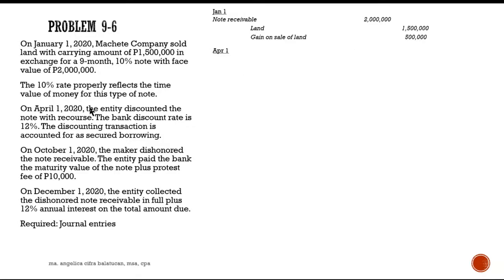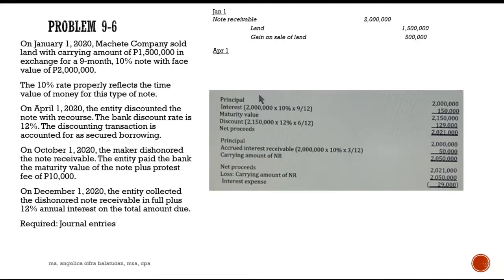Then on April 1, the 10% rate properly reflects the time value of money. On April 1, the entity discounted the note with recourse. The discount rate is 12%, and this is a secured borrowing. So, how much would be our interest expense? Okay, so interest expense ang gamiton. Again, because this is a secured borrowing.